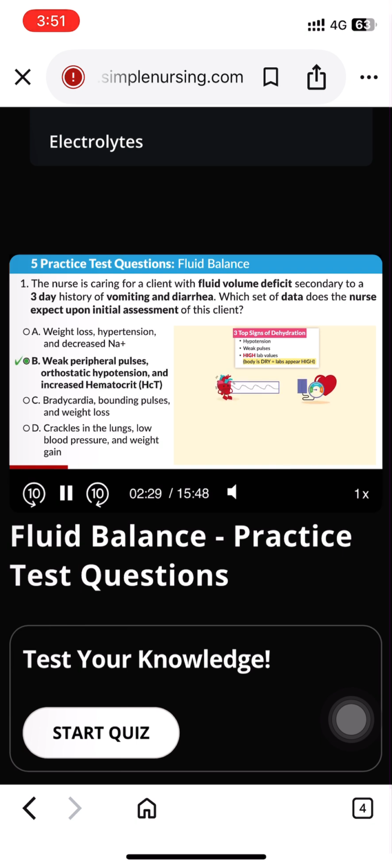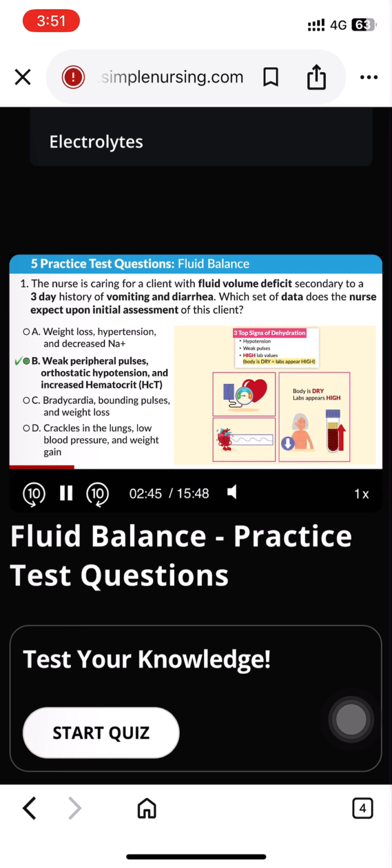Now, B is correct. Weak peripheral pulses, orthostatic hypotension, that low blood pressure, and increased hematocrit. Yes, this is perfect. Once again, the top 3 signs of dehydration are hypotension, those weak pulses, and high lab values. So once again, when the body is dry, just think the labs appear high.